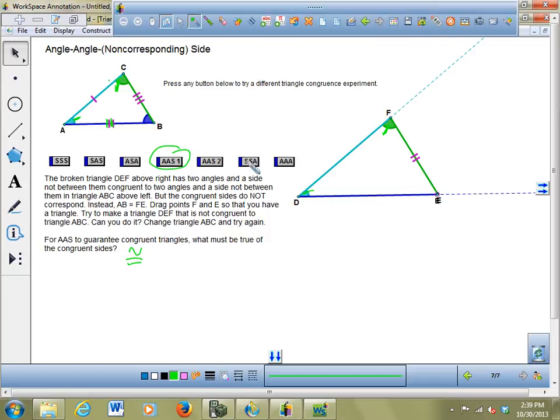let's move on. So we've done side, side, side. Have we done side, angle, side? Yes. Did we do angle, side, angle? No, we didn't. Okay. So I'm going to look at that one now.